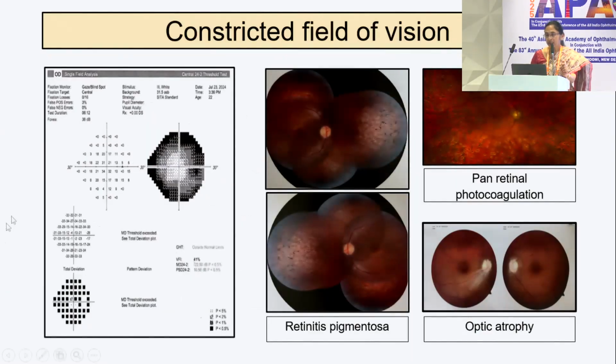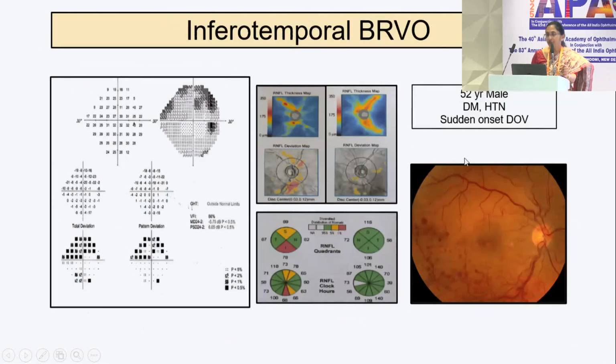In this case, as you can see, there is a peripheral constriction of vision, and this can sometimes be confused with a large advanced glaucomatous defect, but when the patient was seen completely, it was because of retinitis pigmentosa producing this kind of peripheral constriction of vision. It can also be seen in some cases of primary optic atrophy, sometimes even with extensive panretinal photocoagulation.